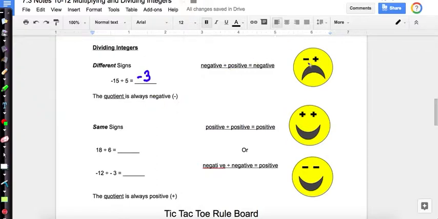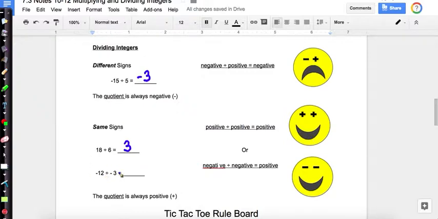So remember here, I have a black eye, so the answer is negative. Now we have 18 divided by 6. A positive divided by a positive is a positive, and 18 divided by 6 is 3. And remember, I'm wide awake, so I'm happy doing what I love to do.